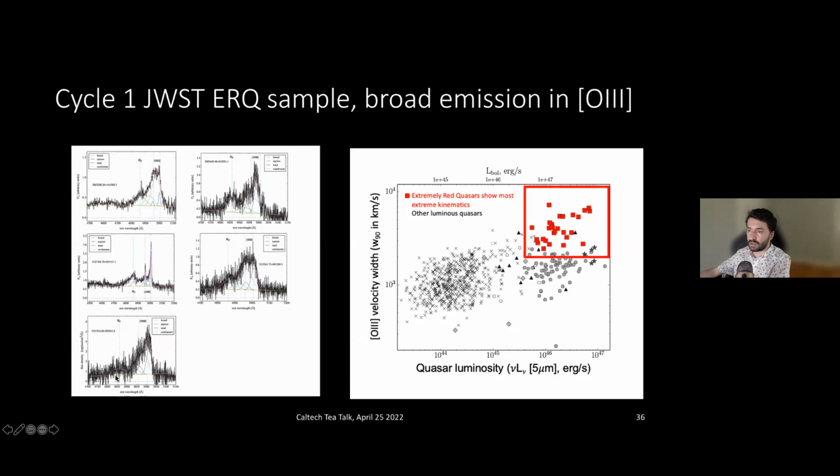So this is just sort of a summary showing the spectra of these 5 sources from near infrared, again, just showing that the emission lines are very broad.